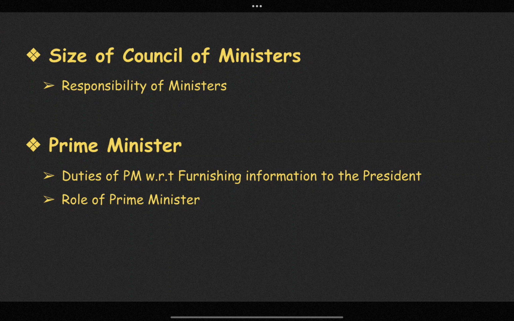Next, we have the role of the Prime Minister. We compare the role of our Prime Minister with the United Kingdom Prime Minister, as both countries have a parliamentary system. The UK Prime Minister is the primus inter pares, which means first among equals. There is a question which can come in any exam: is the Indian Prime Minister primus inter pares, or more than that? We may be asked to analyze this statement.